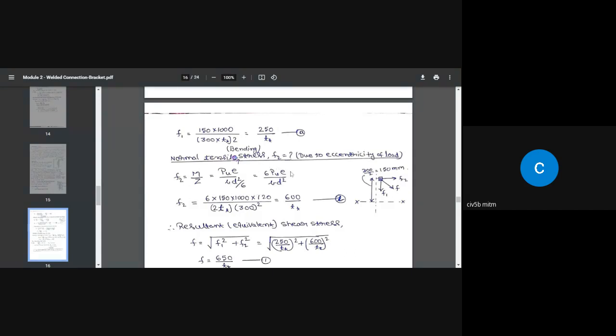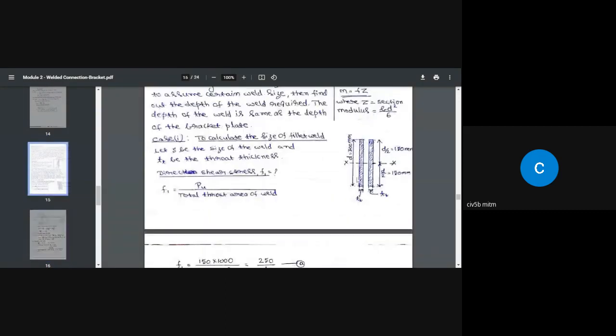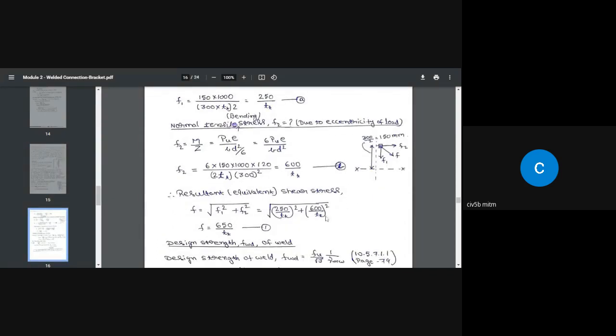So by substituting the values, 6 multiplied by PU, which is 150 multiplied by 1000 Newton, multiplied by the eccentricity, which is 120 millimeter. And as far as B is concerned, it is going to be 2 times the thickness of the throat. There is one and there is the other. So 2 times TT, the total thickness of the throat, multiplied by D square. So that is the depth of the weld.